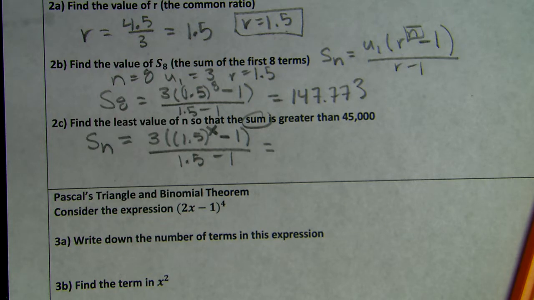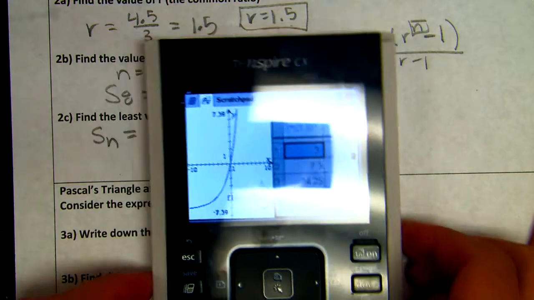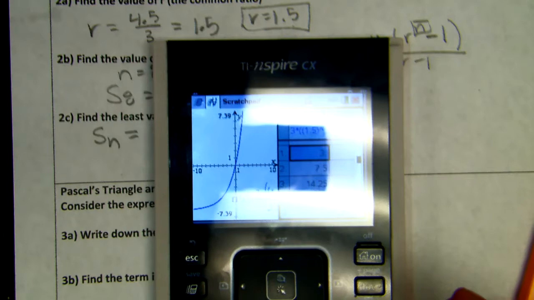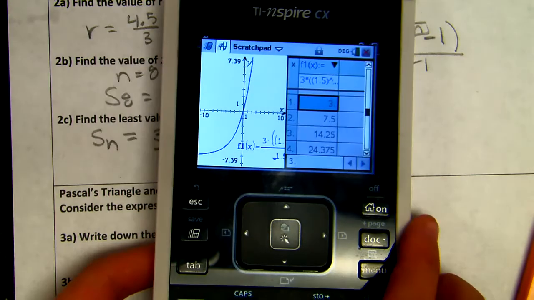Hit Control T. I'm going to try and put my calculator underneath there so you can see it. Ooh, that's a glare. Is that better? Nope. All right, I'm going to hold it up closer. Nope, nope. Oh, there we go.